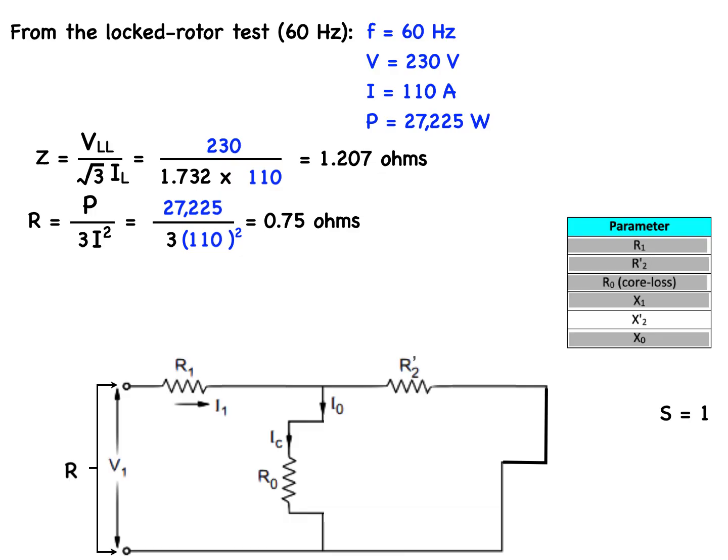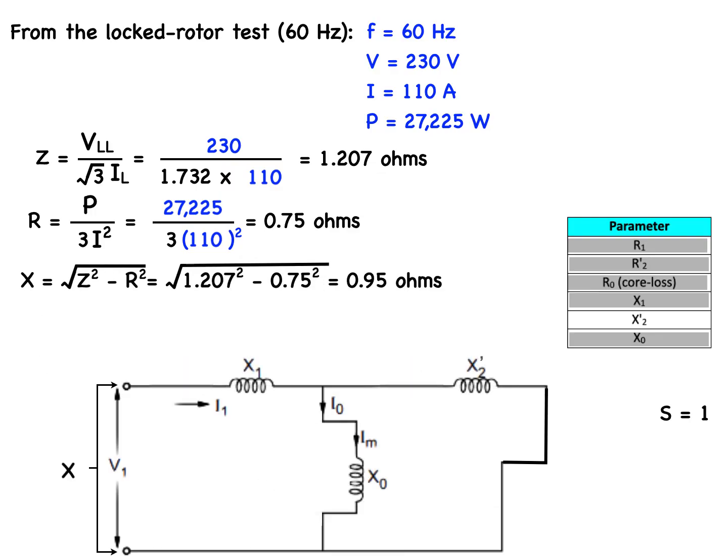Looking at the equivalent circuit pictured here, the total reactance is given by this equation. X is equal to the square root of the quantity Z squared minus R squared, which in real terms is equal to the square root of the quantity 1.207 squared minus 0.75 squared, giving us 0.95 ohms.